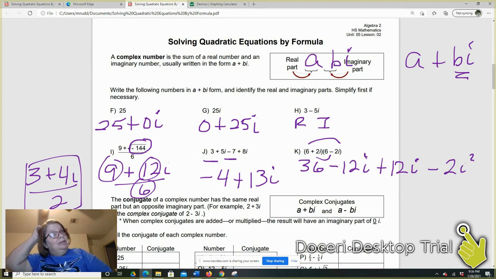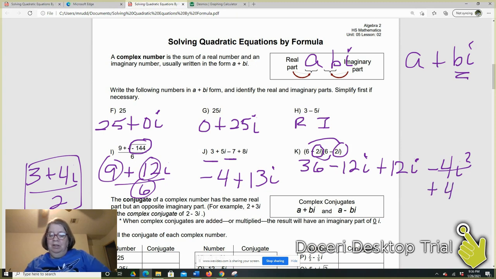Remember the very important thing we talked about, that i squared is negative 1. So that's going to become a plus 2. No, it's not. That's going to become a plus 4. I can't multiply today. Let's go back and take that out. What we're multiplying is 2i times 2i, which is negative 4i squared, which is positive 4. The i's cancel. 36 plus 4 is 40.